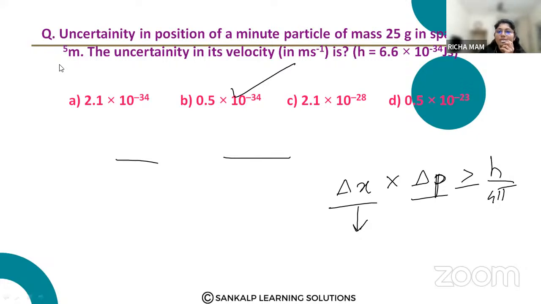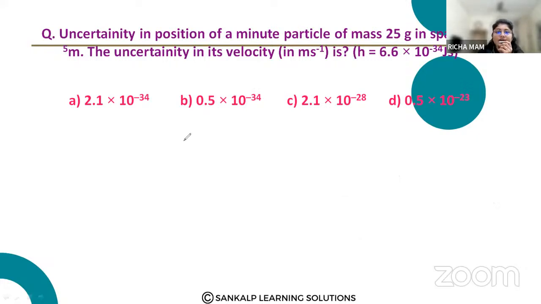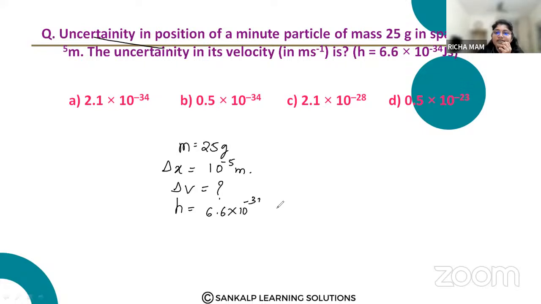The uncertainty in position of a particle of mass 25 grams. A particle is there which has a mass of 25 grams, in space is 10 raised to minus 5 meter. So the uncertainty in position delta x is 10 raised to minus 5 meter. The uncertainty in its velocity has to be found out. And h is given, 6.6 into 10 raised to minus 34 joule second.